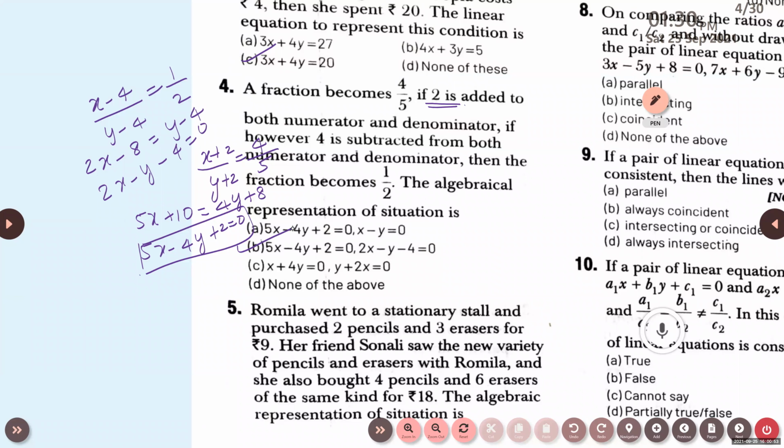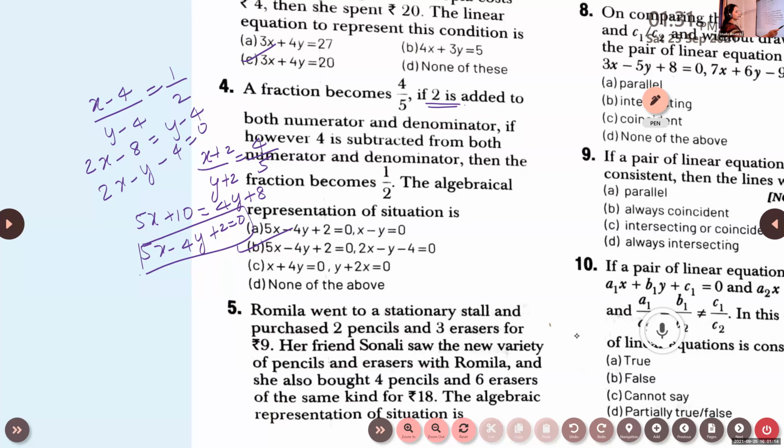Option 5x minus 4. Okay, don't write the question. I'll be sending this PDF. Don't waste time writing. Try to solve it. That is what you have to do. Now, shall we move on to the next one?